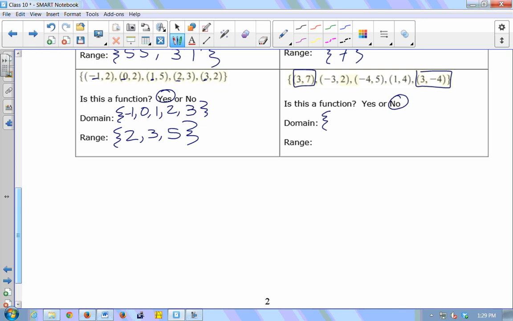Its domain is just the set of all x coordinates, which would be -4, -3, 1, and 3. Again, you don't have to repeat when you're listing domain and range. And my outputs, my range would be 2, 4, 5, 7, and -4. I missed that. It's okay. Yes, because every relation has a domain and a range, and a function is just a special kind of relation.